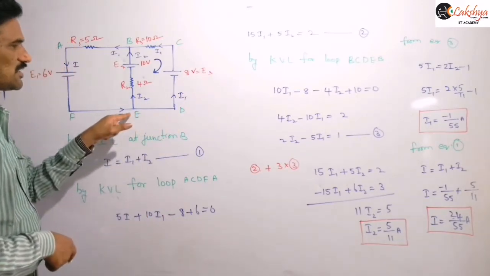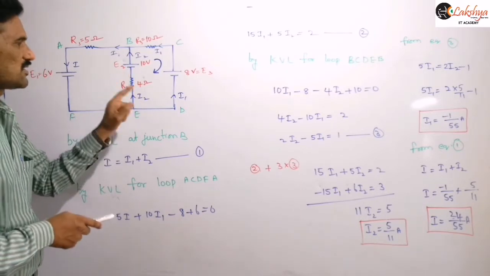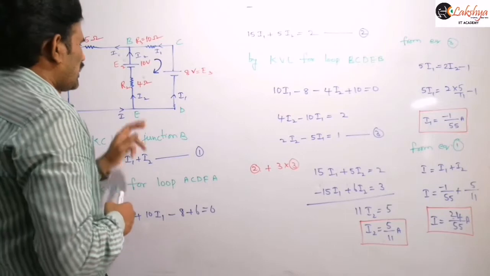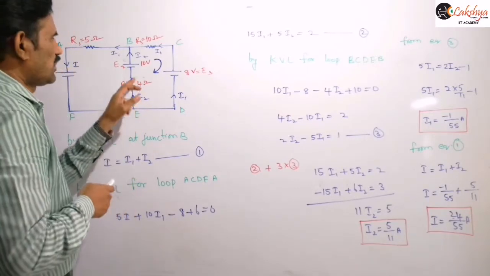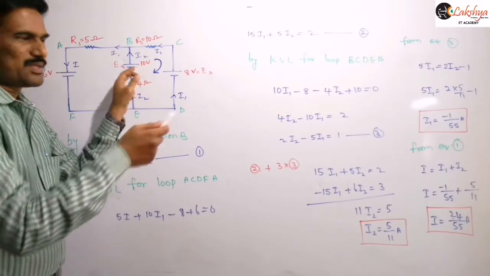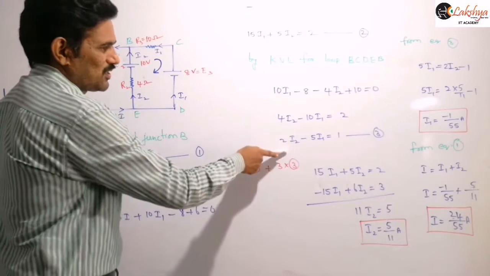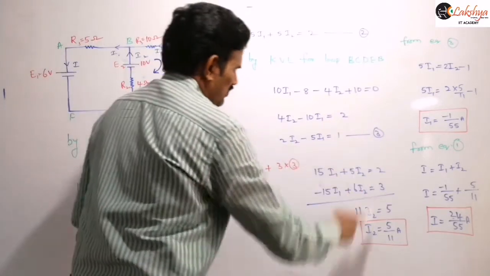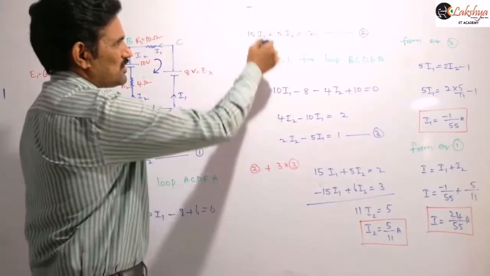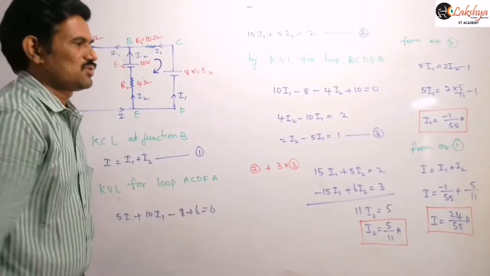And next here there is no element. Next we are traveling in the direction of the current, so minus 4I2, and then here we are traveling from the negative terminal to the positive terminal, so plus 10. So by simplifying this you will get this equation, and here I am dividing by 2, then this is our third equation here. Now we need to solve these two equations. I1, I2 are variables now, so to find I1, I2 we need to solve those equations.